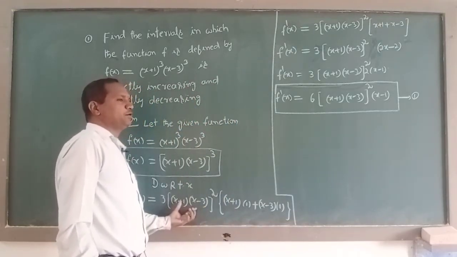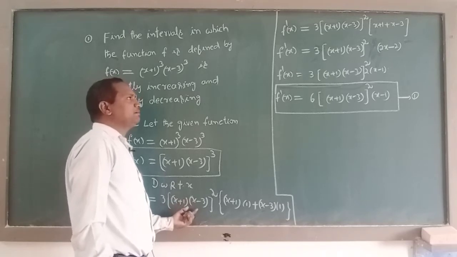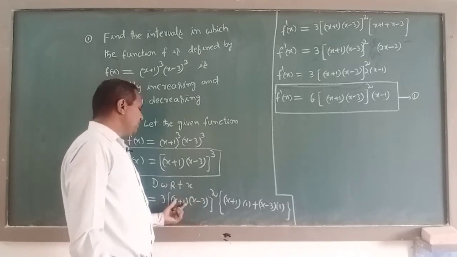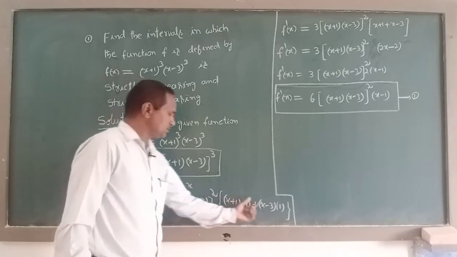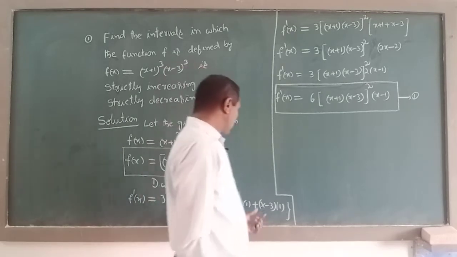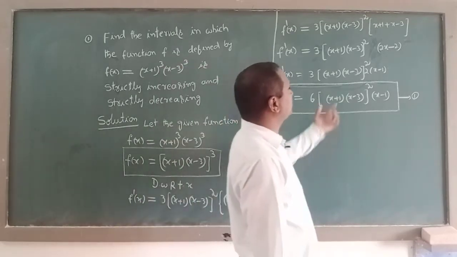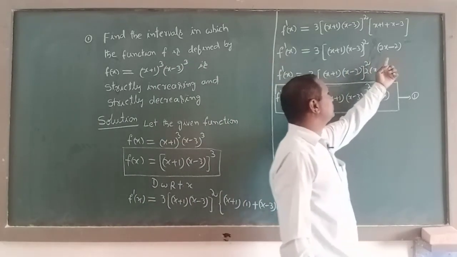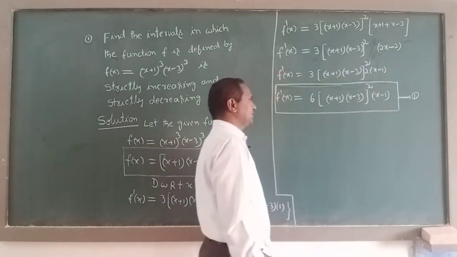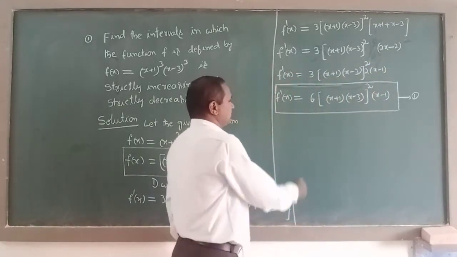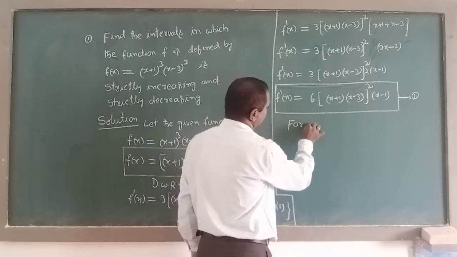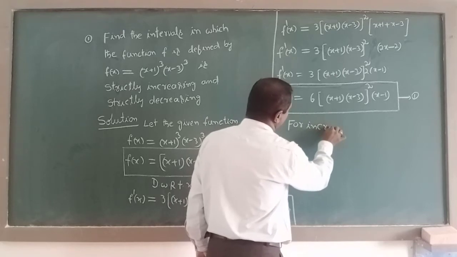The remaining base is a product, so I have applied the product rule of differentiation: u into dv by dx plus v into du by dx. On taking the differentiation of that part, we got 2x minus 2. I have taken 2 common, and 2 times 3 is 6. The next step is for increasing or decreasing.